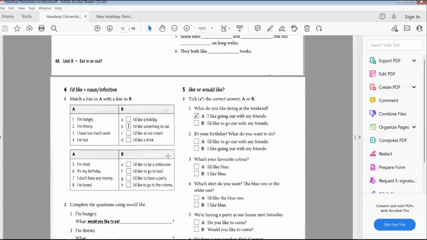Okay. Let's do number 4. So we need to match. I'm hungry. When I'm hungry, which one goes with it? It goes with B. I'd like something to eat. I'm hungry. So the polite way of requesting some food would be I'd like something to eat. Okay? So we're gonna continue there, or we can do them together if anybody would like to answer.